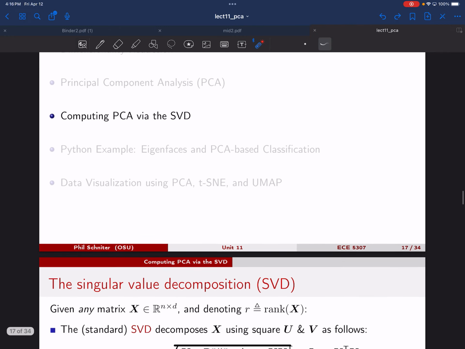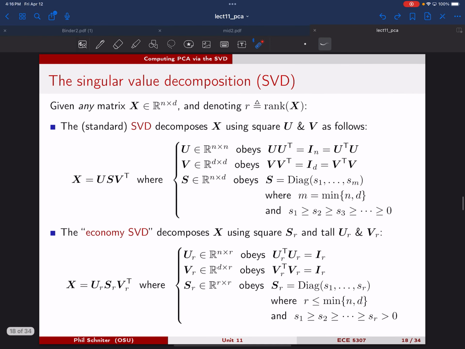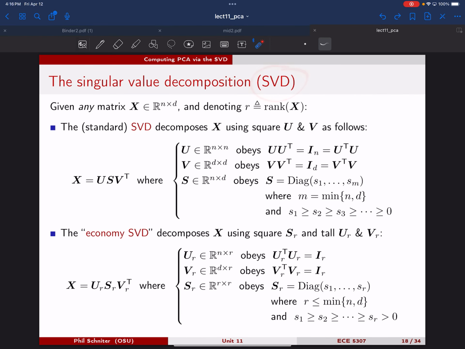And that shortcut is something called the singular value decomposition. So this SVD, how many of you guys have heard of the SVD? Okay, it's probably the most useful decomposition of all of them in linear algebra.